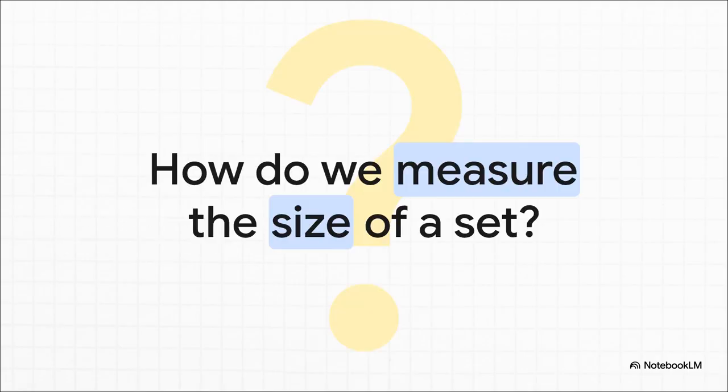Okay, so we know what a set is, we know how to describe one with a rule or a list, but what about one of its most basic properties? I mean, how big is it? How many things are actually in it? This number, 26, is what mathematicians call the cardinality of the set of letters in the English alphabet. Cardinality sounds complicated, but it's not. It's just the official term for the size of a set. Literally just counting how many unique elements are inside.